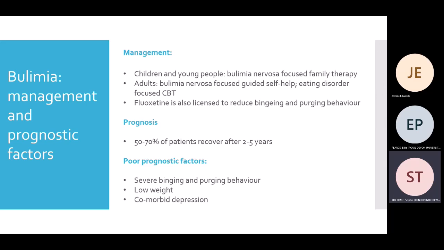And our prognosis for bulimia is a little bit better than our prognosis for anorexia. So it's around 50 to 70% of patients that recover after 2 to 5 years, whereas with anorexia, it's just around 50%. And again, some of our poor prognostic factors that we want to watch out for is patients who have severe binging and purging behavior, patients who have a low weight, and patients who have comorbid depression.